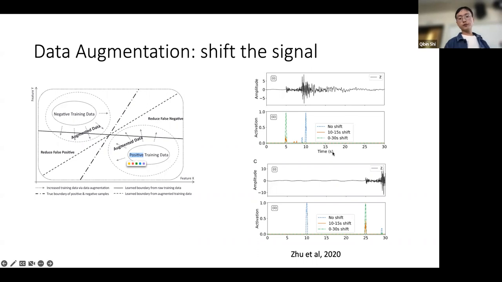For example, here is an example where they have 3 predictions based on 3 models. The first model, in blue, has no shift for the training. They always fix the location of the P wave in the time window for the training. So once they shift the P waves to the right and input it to the model, it cannot make a good prediction because it's not trained that way. In the training, the P wave is always at a fixed location. By increasing the shifting range, the performance of the model is better, especially for data that has a P wave at the beginning or at the end of the window.